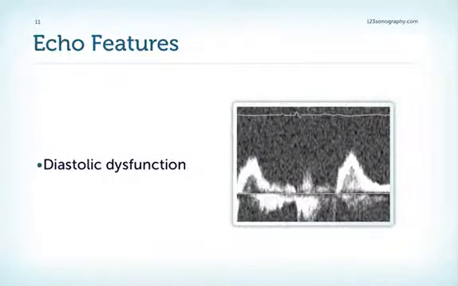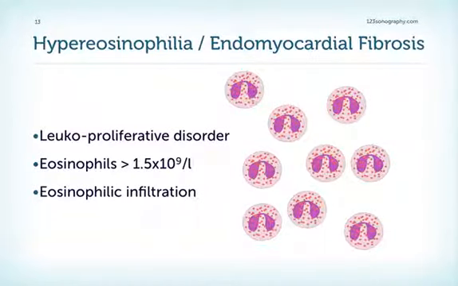In addition to the typical 2D findings, you will find Doppler features of restrictive cardiomyopathy, of diastolic dysfunction, as in this example where we have a restrictive filling pattern with a very high E wave and a very small A wave. Now let's turn to the hypereosinophilia endomyocardial fibrosis type of restrictive cardiomyopathy.